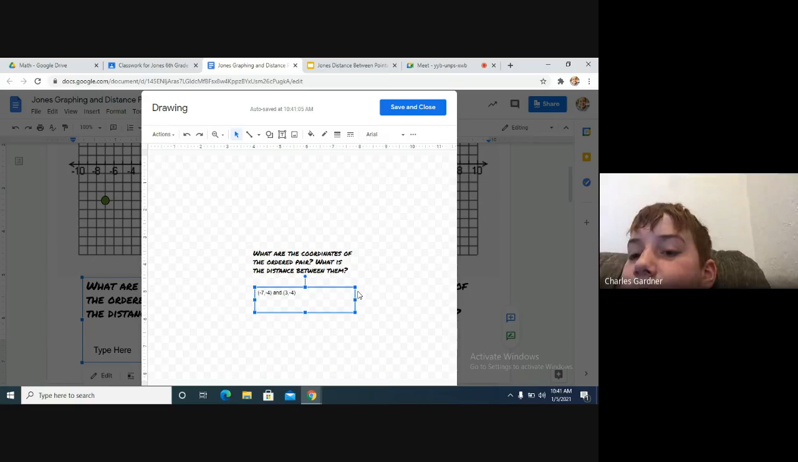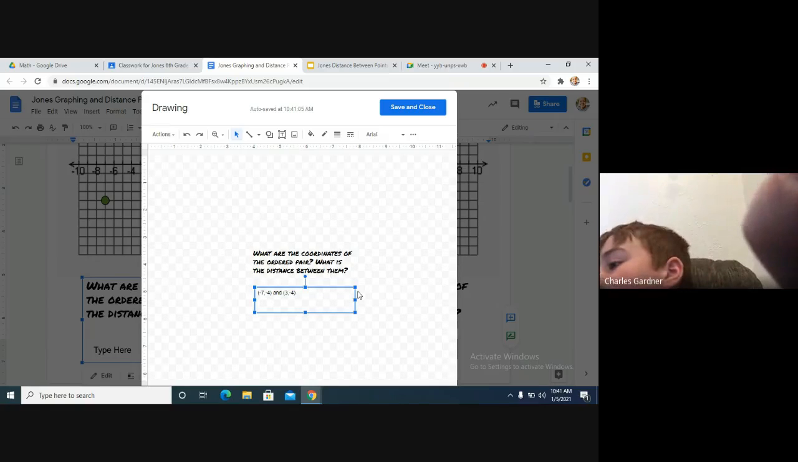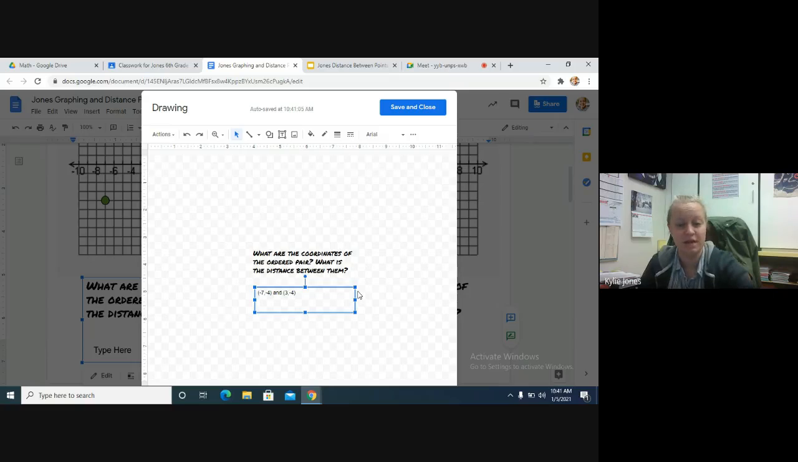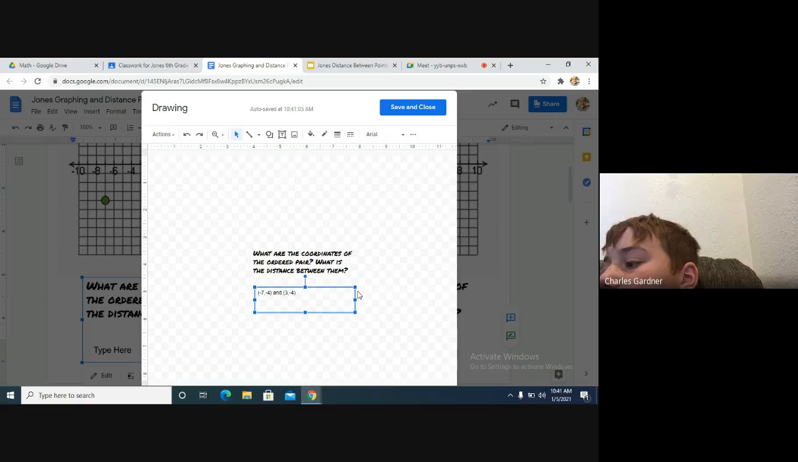I just typed in the answer instead of the. Well, but it asks 2 questions. First, it asks what are the coordinates of the ordered pairs, and then what's the distance. So make sure you have both, okay? Okay.